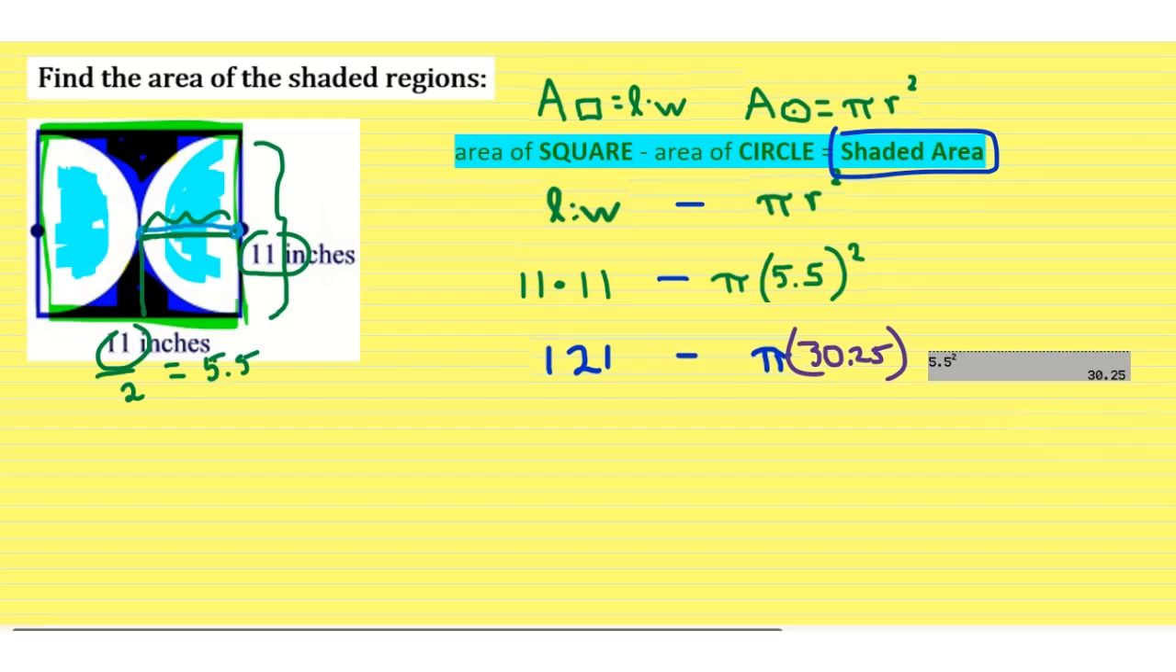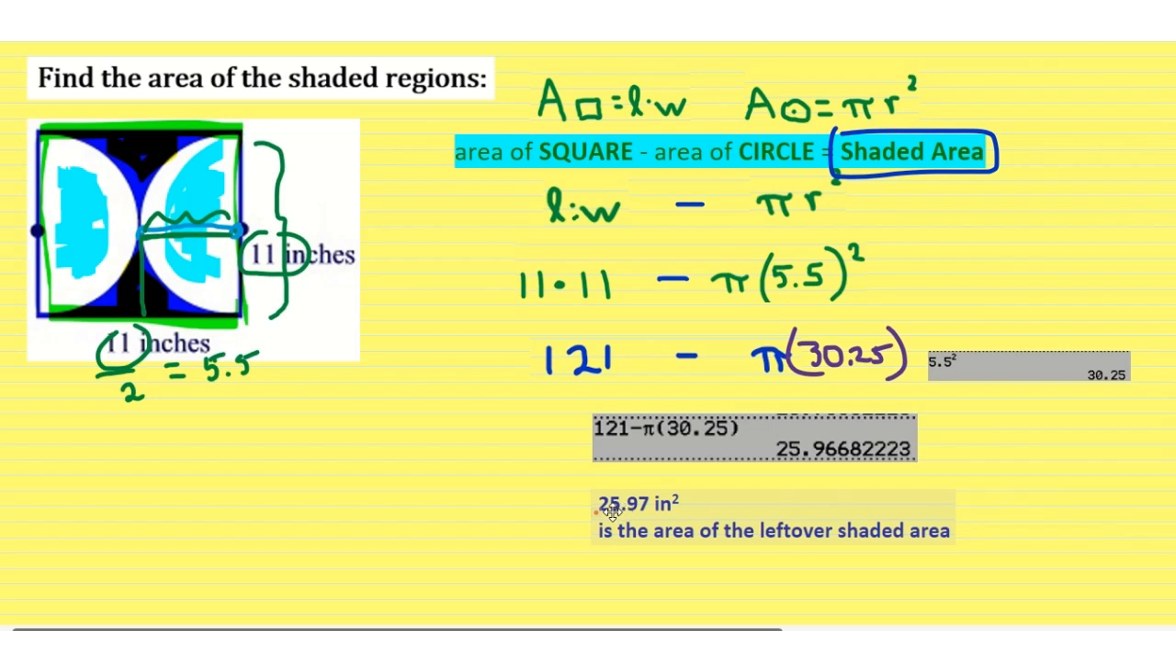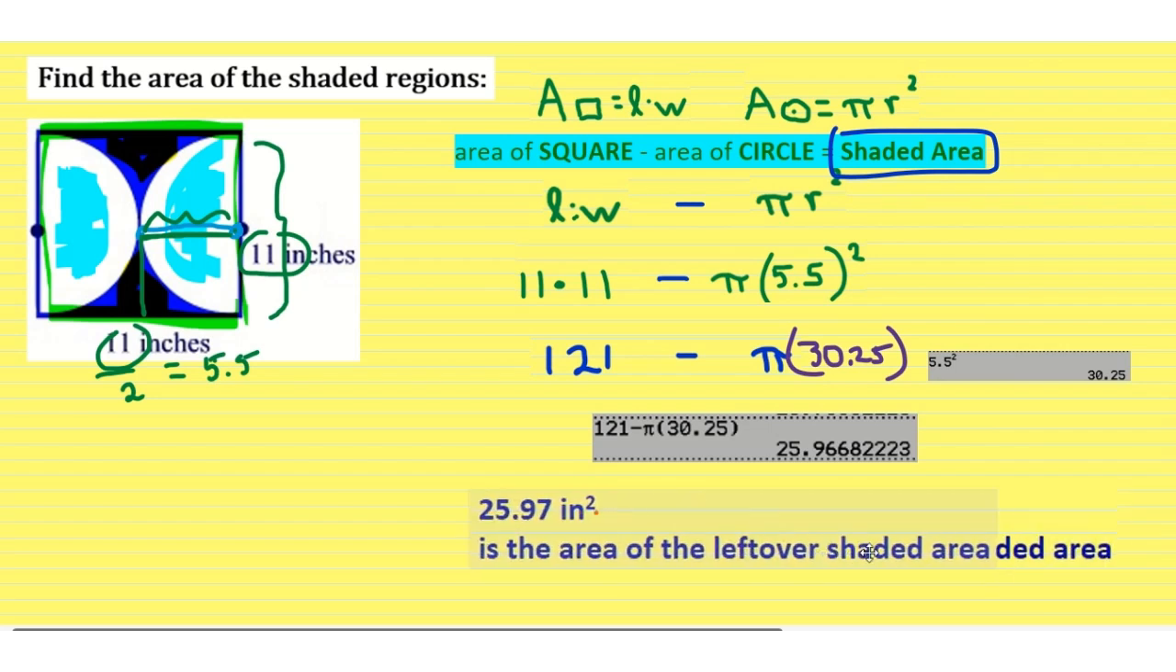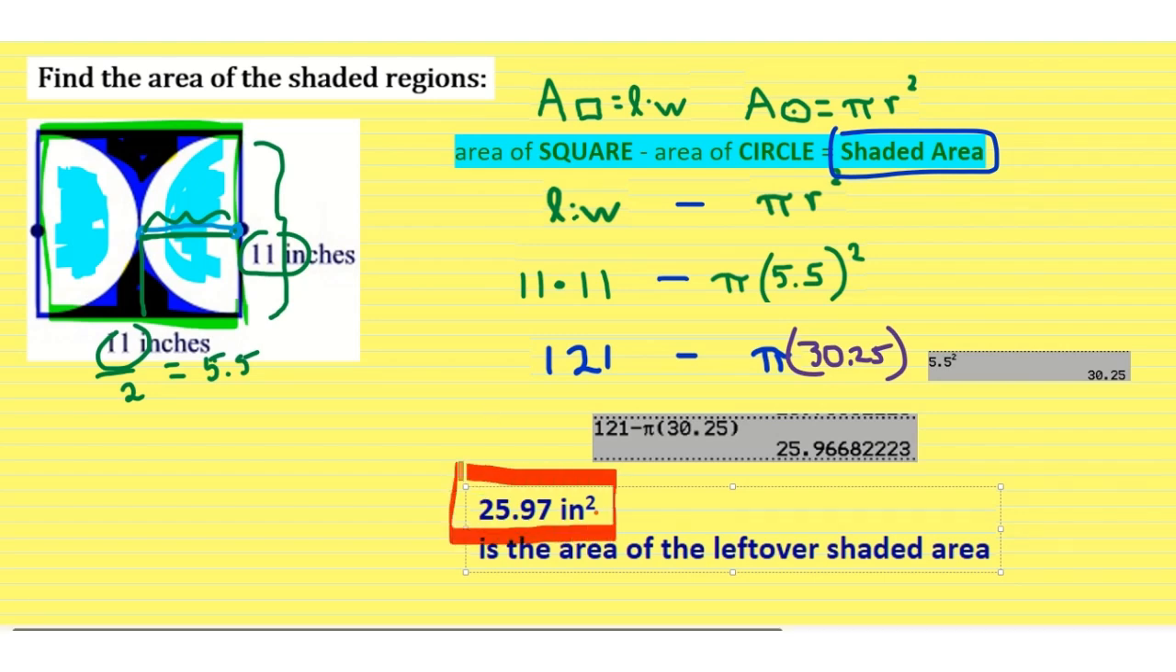121 minus pi times 30.25 on our handy dandy calculator tells us that the final answer is going to be 25.966. And we can round that to 2 decimal places. So that means that the area of the leftover shaded area is equal to 25.97 inches squared.